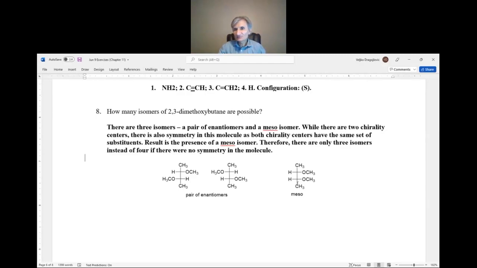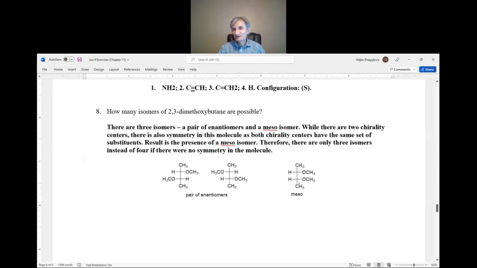Or even better, you simply draw a Fischer projection. That's why Fischer projections are great. Because if you draw a Fischer projection, this is butane. A methyl group, CH2, CH2, methyl. So if these were both hydrogens, this would be butane. So for 2,3-dimethoxy, you place a methoxy group on each. Yeah, so this is 2,3.